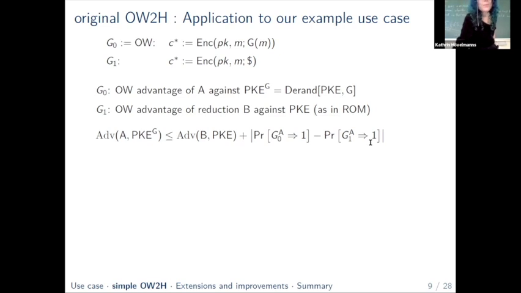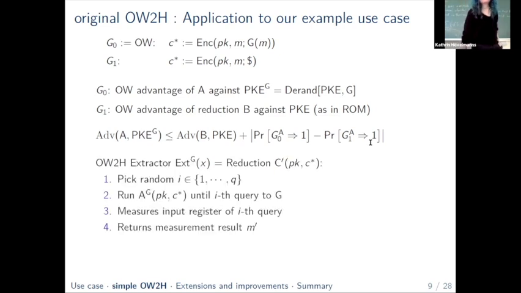And this is where we use one-way to hiding, because we can now define a one-way to hiding extractor, as we have seen on the last slide. It picks a random query to be measured, runs the adversary until this query, measures the input register and returns the measurement result M prime.